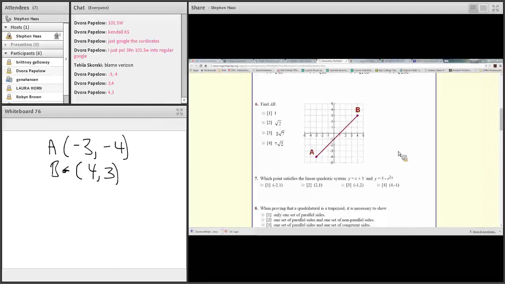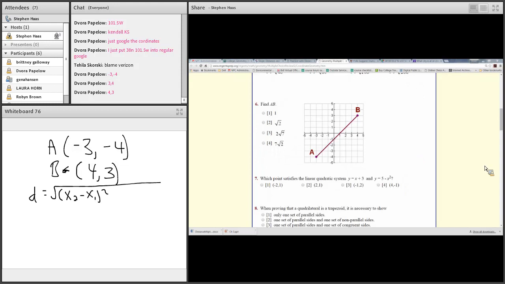Now, in order to figure this out, we can use the distance formula, or we can use the Pythagorean theorem. With the Pythagorean theorem, we could draw it, but this is just on a regular web page, so I don't know how to draw it. So I'm going to apply the distance formula. Distance formula was the square root of x2 minus x1 squared plus y2 minus y1 squared as well.